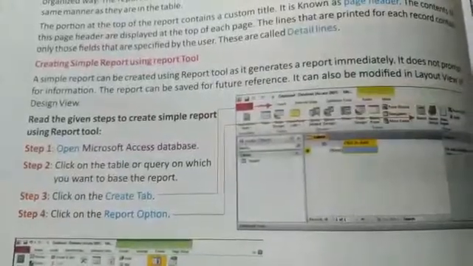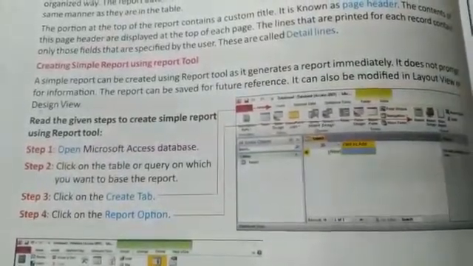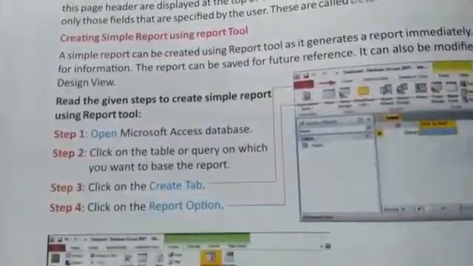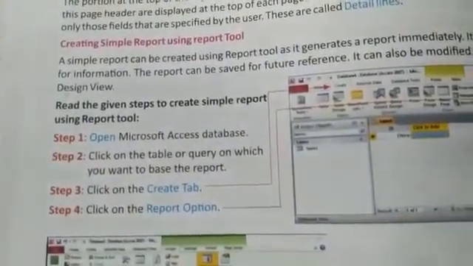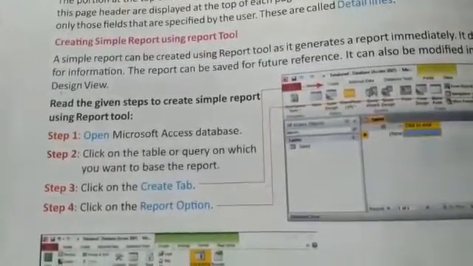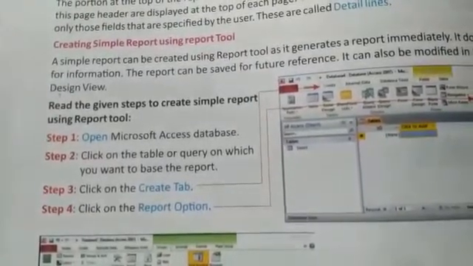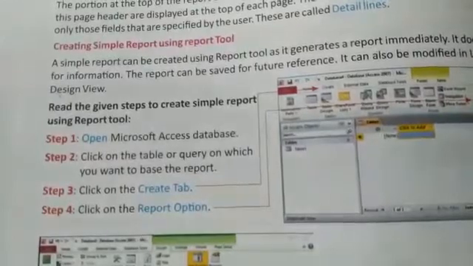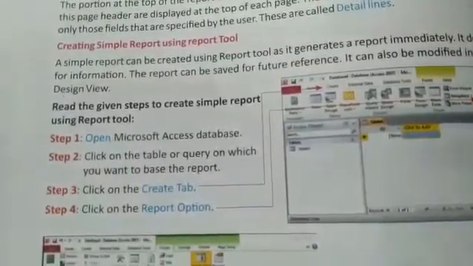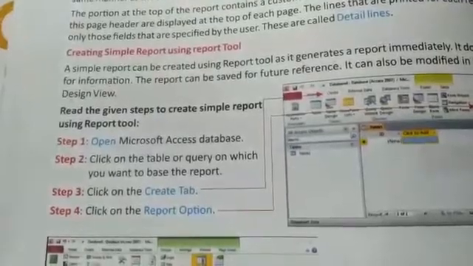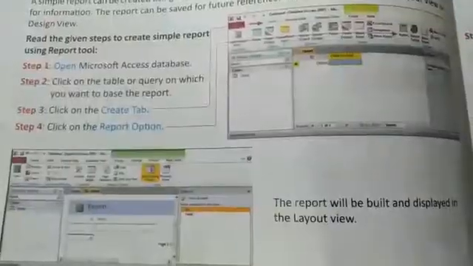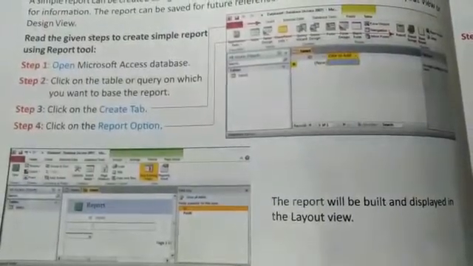Next, how to create a simple report using the report tool. Here are the steps. First, you have to open the Microsoft Access database. Then click on the table or query on which you want to base the report. Then click on the create tab. Then click on the report option. Then the report will be built and displayed in the layout view.